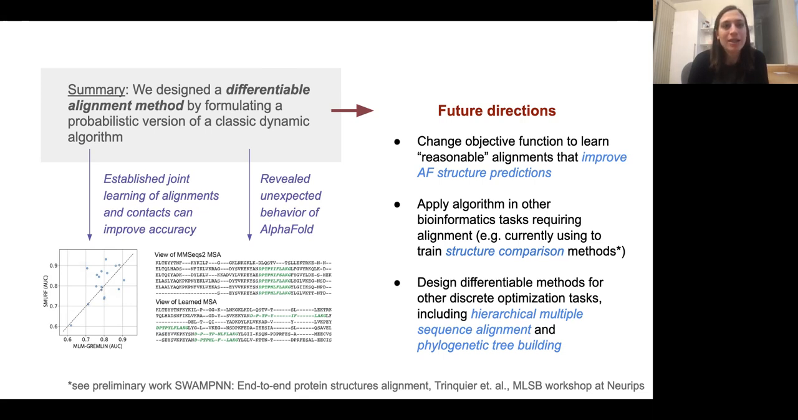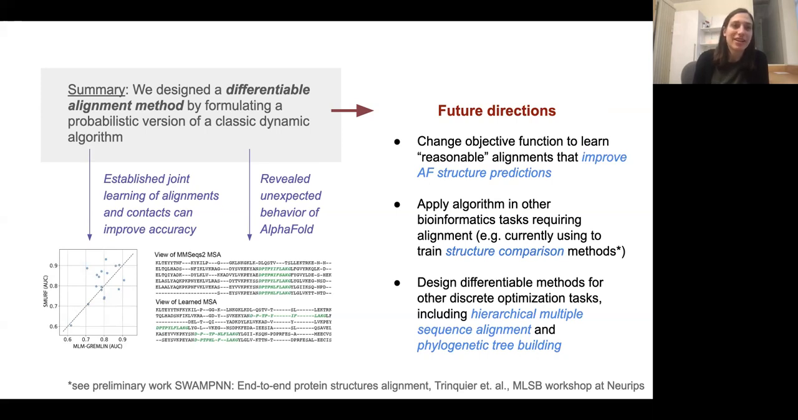And then finally, zooming out, this is one example of trying to figure out a way to optimize over a fundamentally discrete space, a space of alignments, and looking for ways to do that in the context of a neural network, which requires continuity for the differentiability. So another future direction is to design differentiable methods for other discrete optimization tasks.